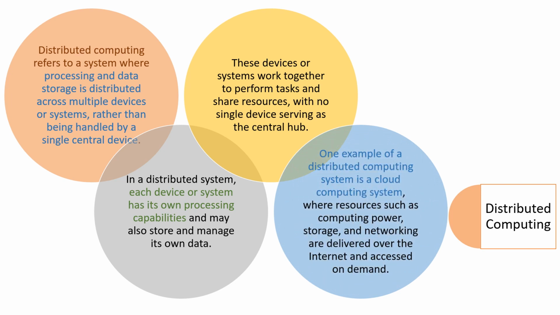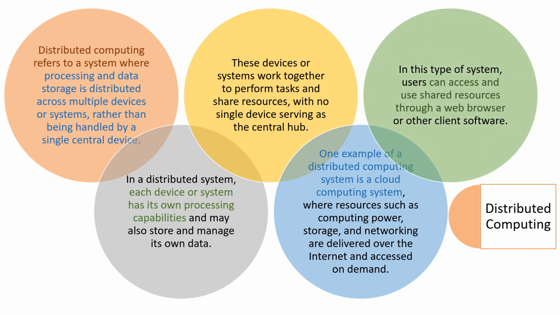And one example of this distributed computing is the cloud computing system, where resources such as computing power, storage, and networking are delivered over the internet and accessed on demand. And in this type of system, the users can access and use shared resources through a web browser or other client software. So this is what the distributed computing means.